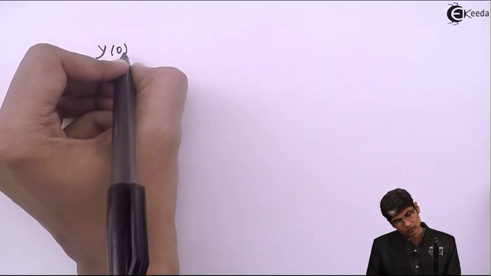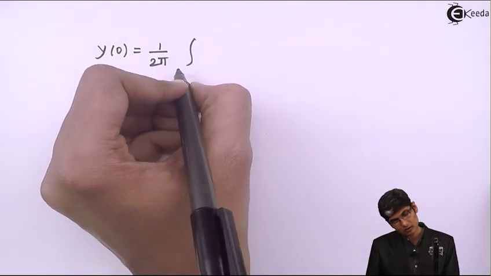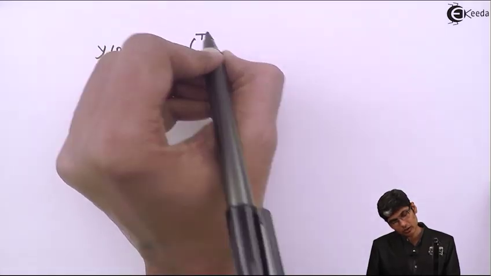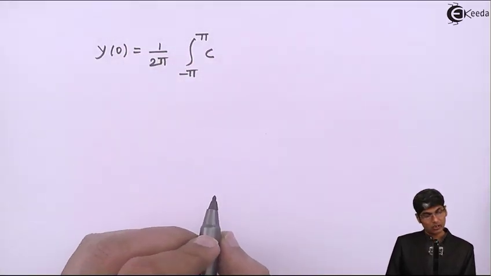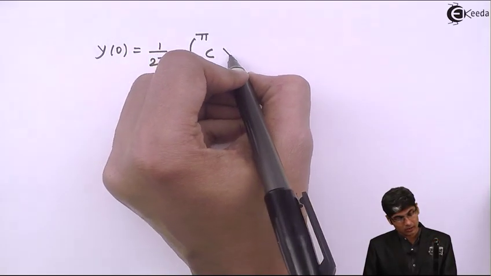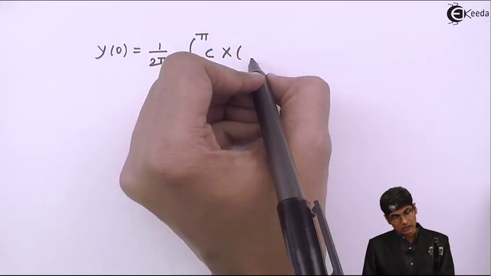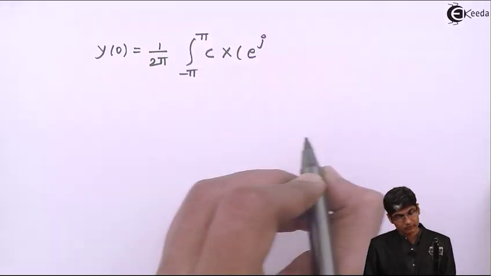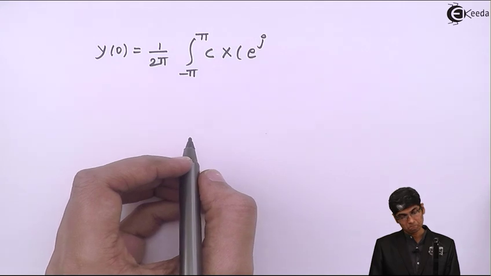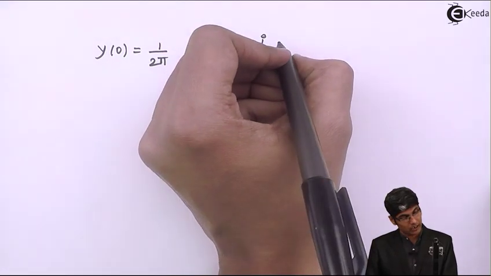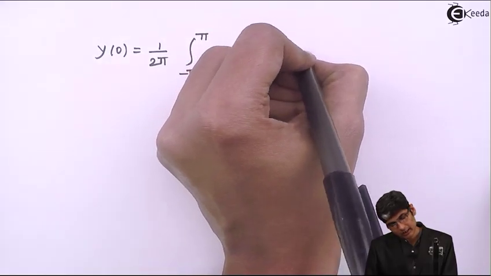We will get y of 0 to be equal to 1 over 2 pi, integral from minus pi to pi, c, I will be getting x of e raised to j omega y. In place of omega y, I am going to put omega x by I into I.